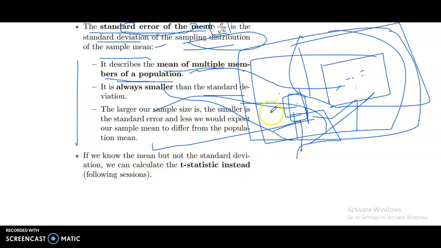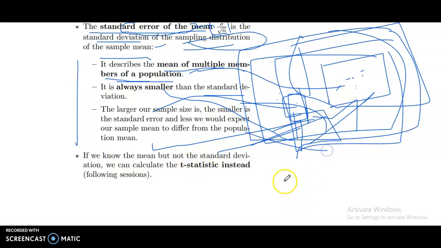If we know the mean but not the standard deviation, we can calculate the t statistic instead, following instructions we will see.